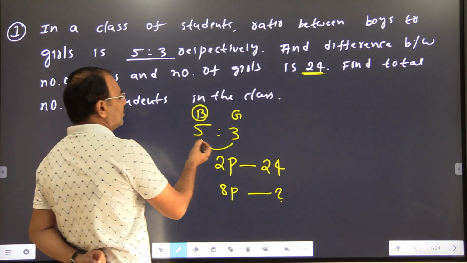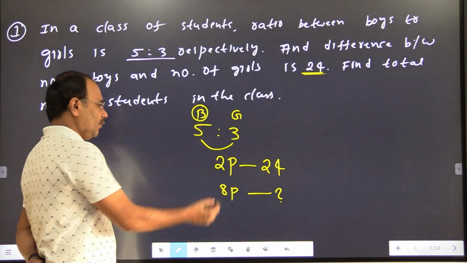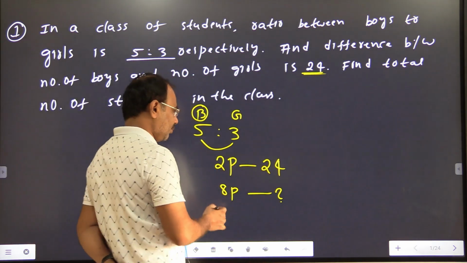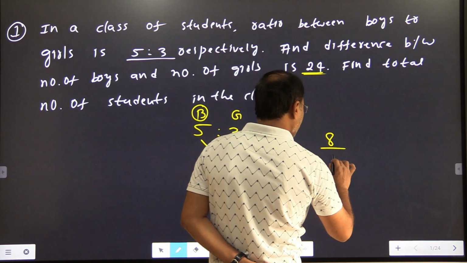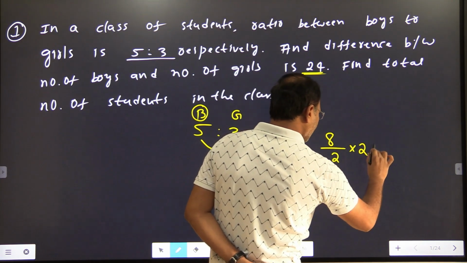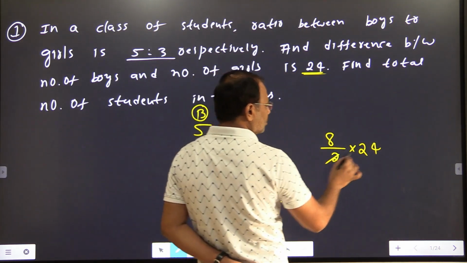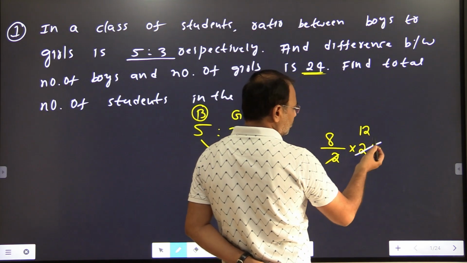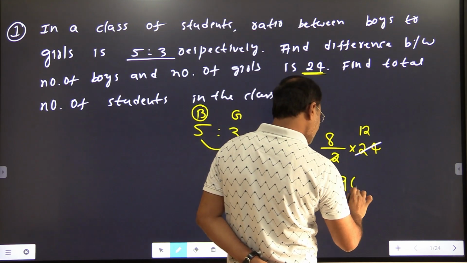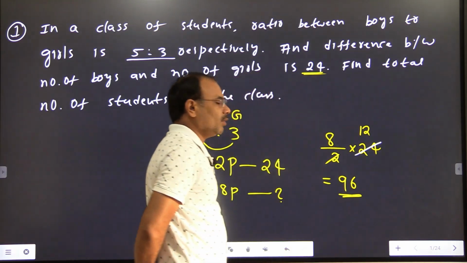Total number of students is 5 plus 3, total 8 parts. If 2 parts give 24, then what about 8 parts? 8 by 2 into 24. So 2 ones are 2, 2 sixes are 12, 12 into 8 is 96. So 96 is the total number of students in the class.